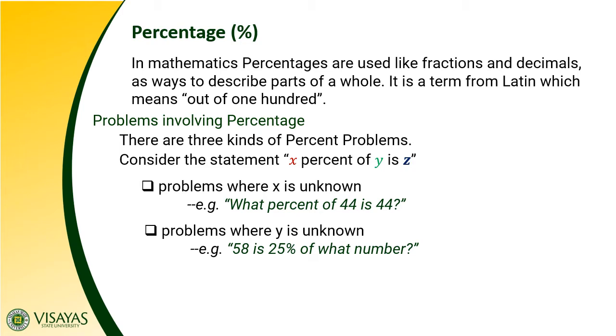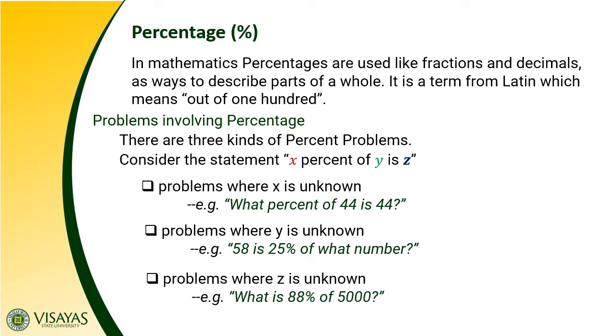And there are times that Z is the unknown. An example question of that is, what is 88% of 5,000? This is a different thing again, compared to the previous two. The percent is given, and you are looking for the part of the whole, which is 5,000. You are looking for the 88% of 5,000. And these are the three kinds of percent problems.